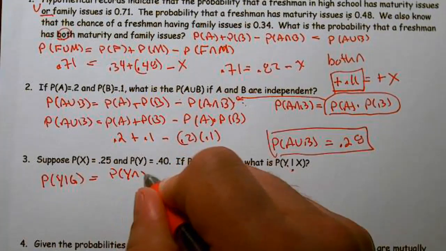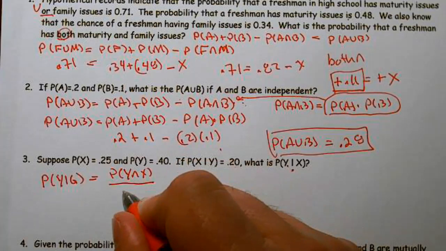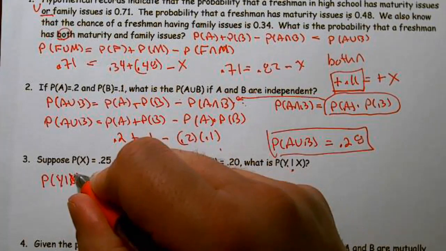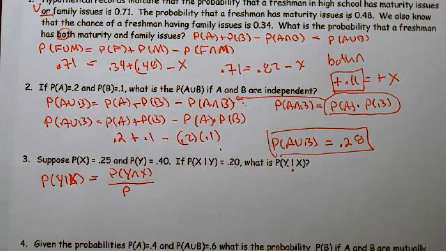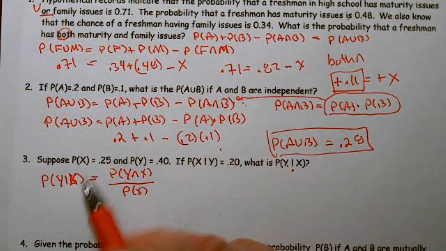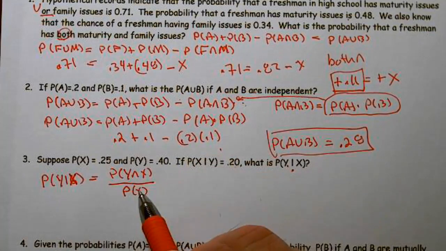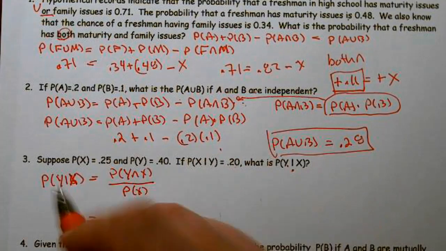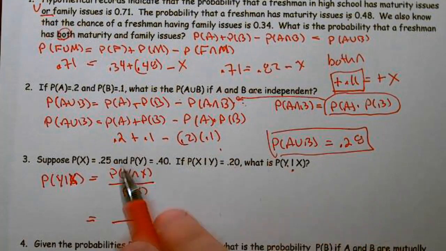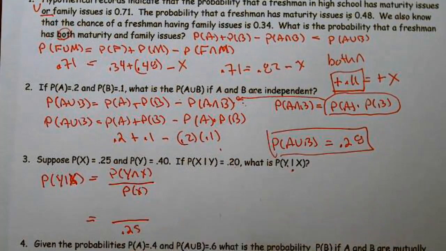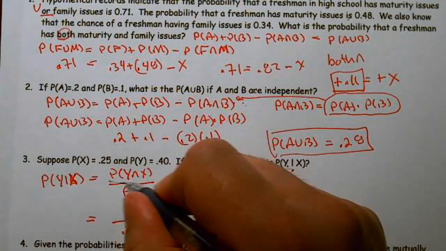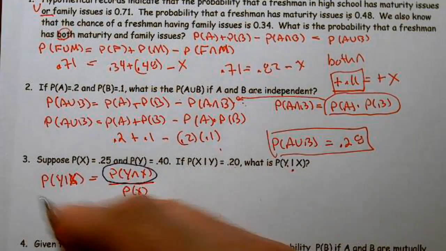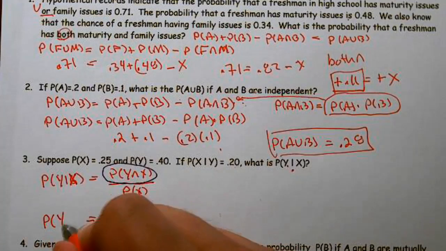Y intersect X over the probability of X. Whatever is here is going to go here. Well, what do we know? Well, we know the probability of X is 0.25. But in this case, I don't know the numerator. I don't know the numerator, and this is what I was looking for over here. So I'm kind of stuck for a moment.